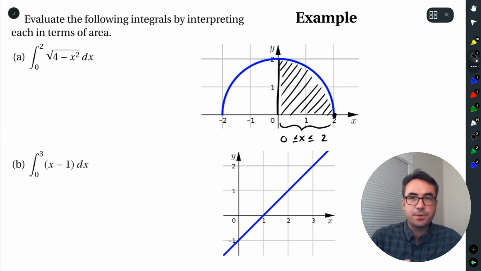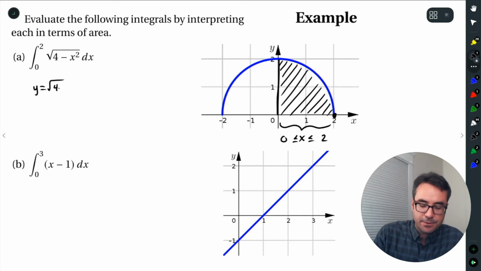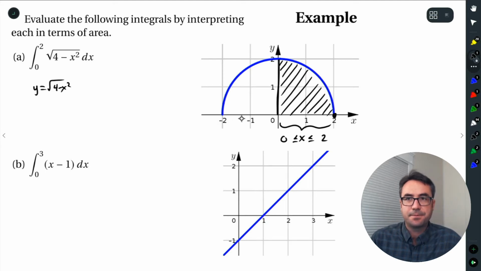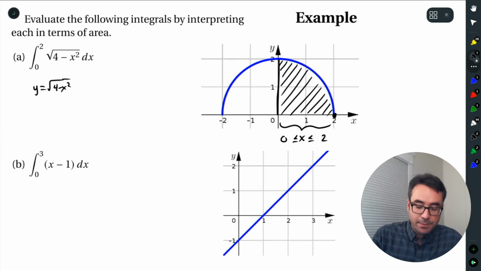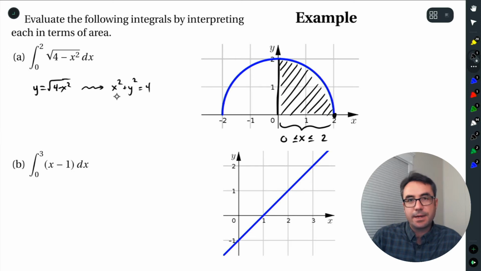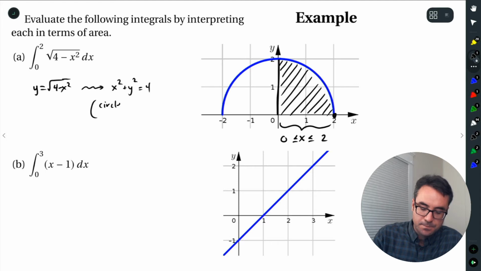Now this function, this square root function, let's investigate that a little bit further. So what is going on with this square root? You might be able to tell from the graph here. So let's look at this function. Let's just set it equal to y. And if we square both sides and add x squared to the other side, we get x squared plus y squared is equal to 4. And this might be a recognizable equation. This is the equation of a circle with radius 2, centered at the origin.